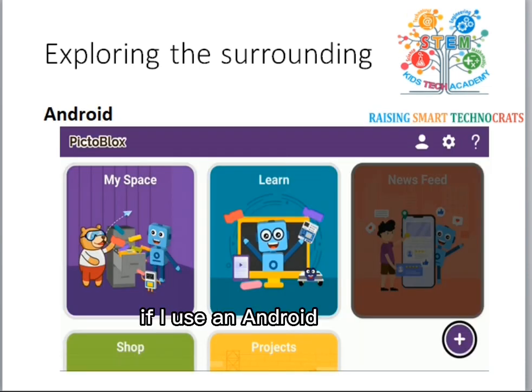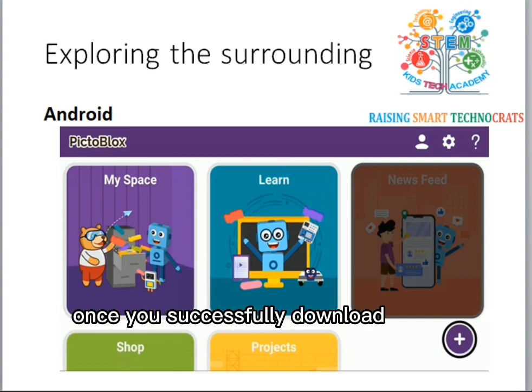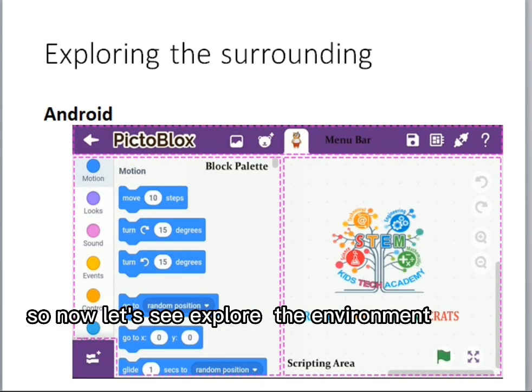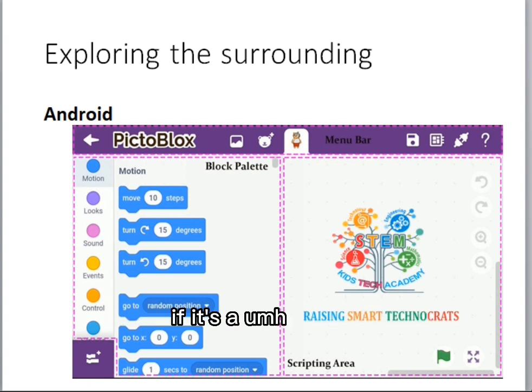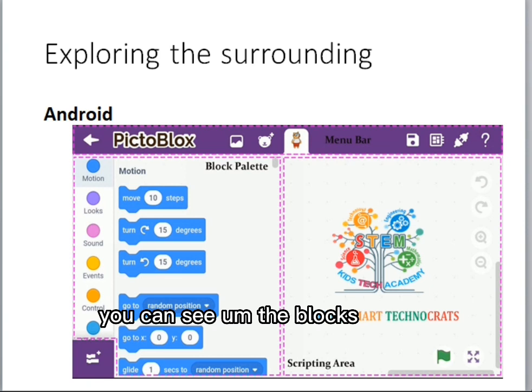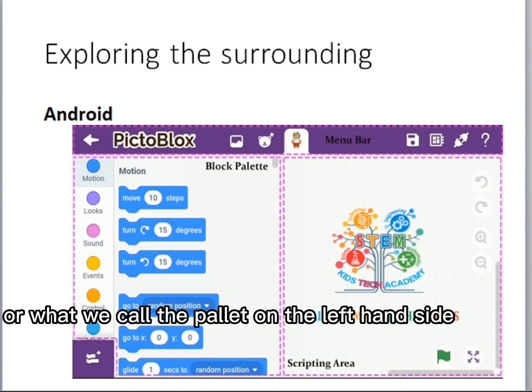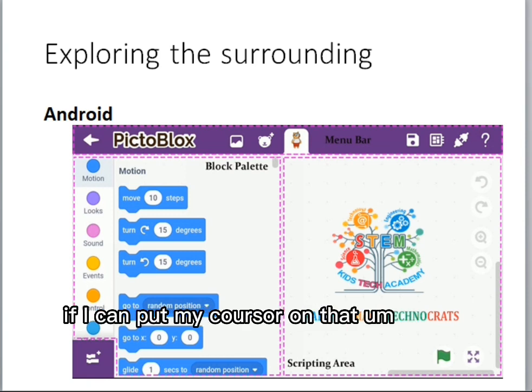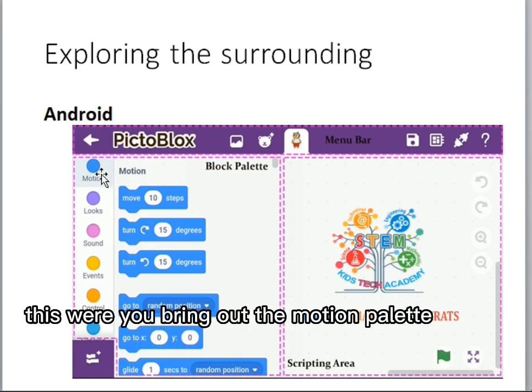Then, of course, if you are using an Android device, this is what you see once you successfully download the Pictoblox software. That's how it looks. Okay, so now let's continue exploring the environment. If it's an Android device you're using, you can see the blocks, or what we call the palette, on the left hand side. If you look closely on the left hand side, we can see the motion palette. This way you bring out the motion palette.